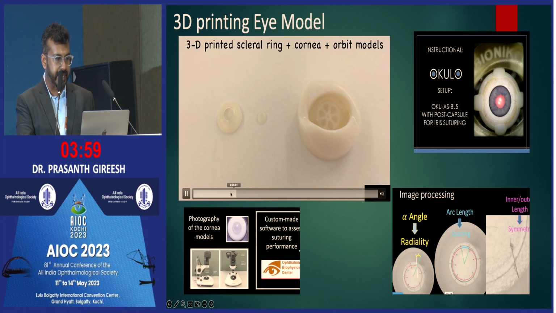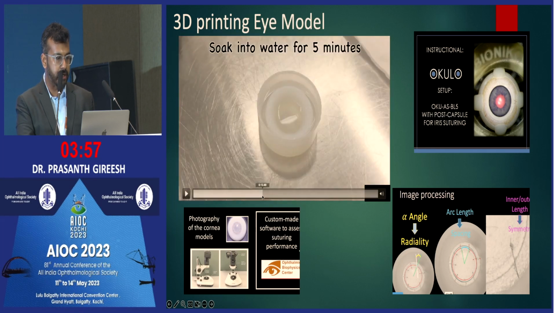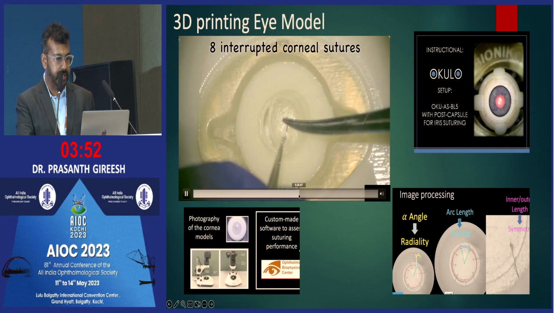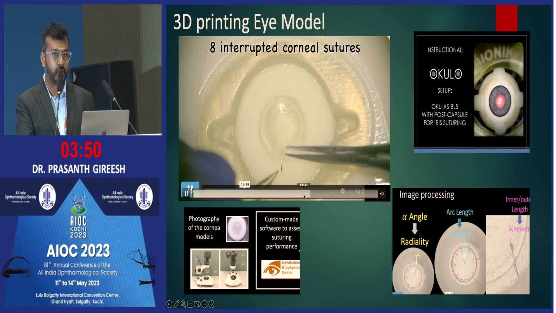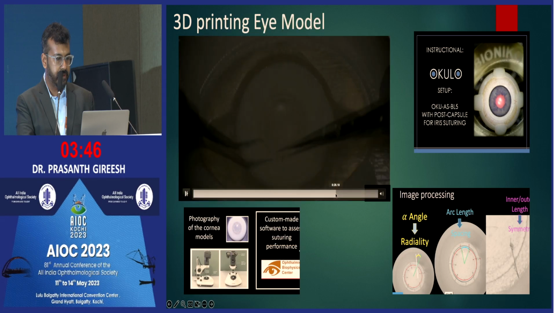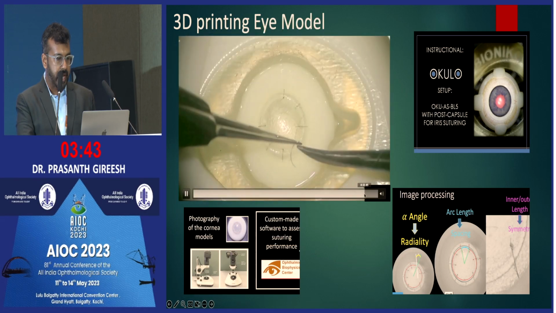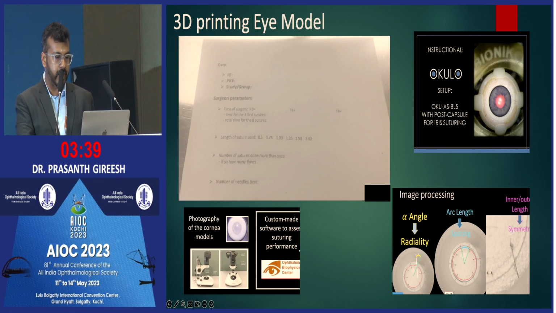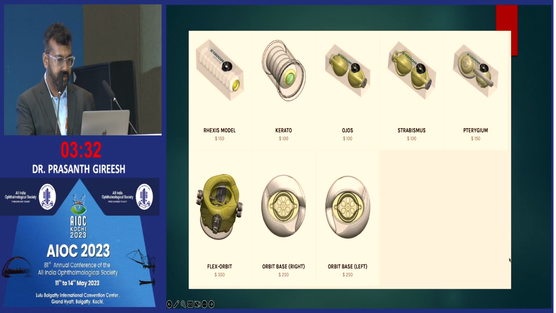So these are the 3D printed scleral rings, cornea, and the orbital models, soaked for 5 minutes. And then you can see the interrupted sutures being practiced for corneal suturing. Then photographs of these sutures are taken under the cameras, and the assessment is done for the incisions, the length, and the radiality. The cost of the 3D printing is very high for these Bionico models.